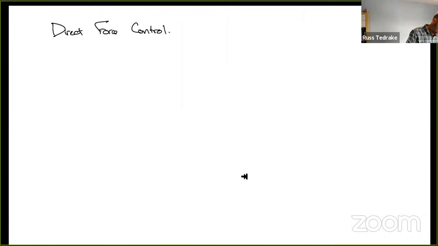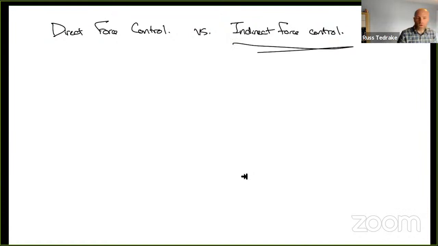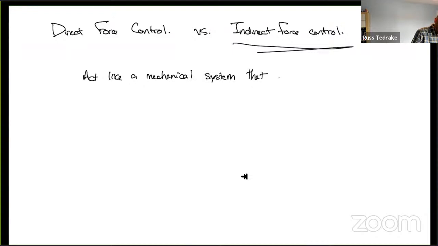Okay. The direct force control is what we just did, versus indirect force control. In indirect force control, what we're going to do is try to make our system act like a mechanical system that applies forces. In some ways, you could think of it as a generalization of the direct force control. There are some tasks that are much more natural to write this way. So let me give you an example.